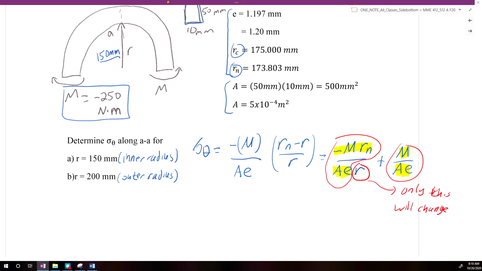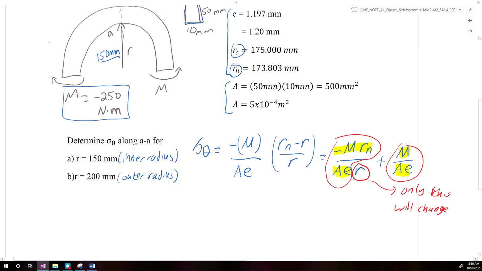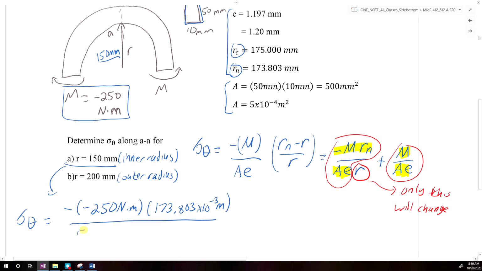So when R is equal to 150 millimeters, sigma theta is going to be equal to negative 250 newton meters times 173.803 times 10 to the negative third meters, divided by 5 times 10 to the minus fourth meters squared, that's our area, times our eccentricity, which is 1.20 times 10 to the negative 3 meters. And then our radius that we're plugging in here, which is our variable, would be 0.150 meters. Then we had to add in our additional term.